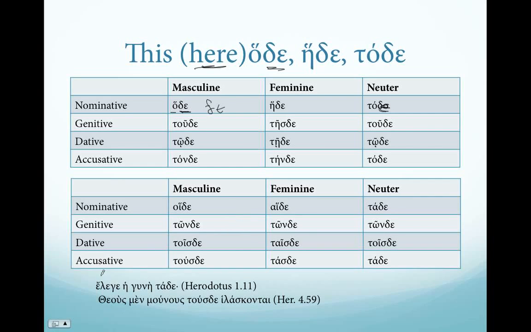So let's take a look at this. Elege he gune tade, so tade here, being a neuter plural, the woman said these things. Tous theous monous toustde hilaskontai, they worship, they appease these gods alone. Here Herodotus is talking about the Scythians and the gods that they worship. They worship these gods alone. Toustde modifying theous.